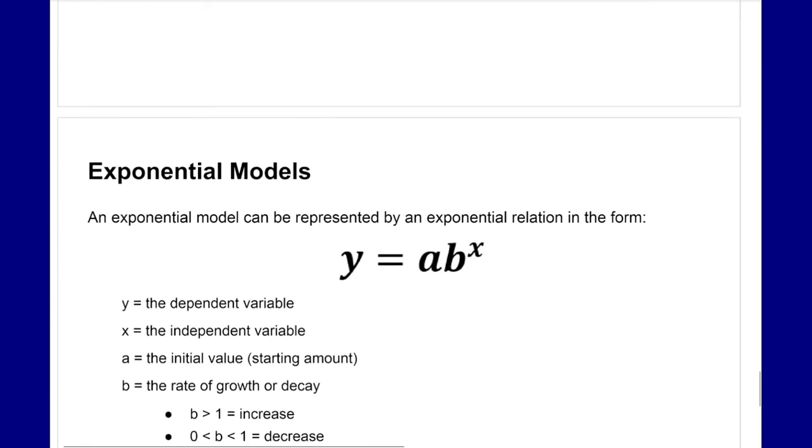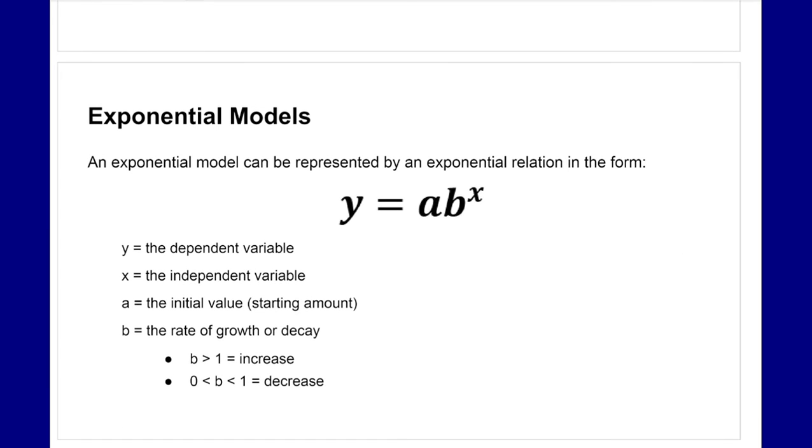Similar to the model that we would enter into Desmos, exponential models can be represented by an exponential relation in the form y equals ab to the power of x. Y and x are the dependent and independent variables again. We're not filling in values for them because they represent any general values, so it's a generalization. That's why we leave them blank unless we're trying to solve or make predictions.